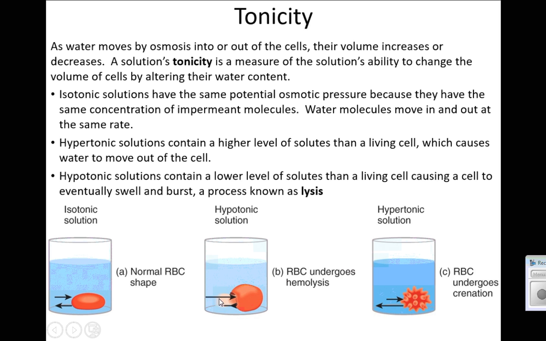Okay. If we put a red blood cell in an isotonic solution, the red blood cell is not going to change shape because isotonic solutions have the same potential osmotic pressure because they have the same concentration of impermeable molecules. What I mean by that is basically what's dissolved in this solution as a whole is essentially the same thing as the solution inside of the cells. So water moves in and out at the same rate. So nothing changes to the cell as far as its shape goes.